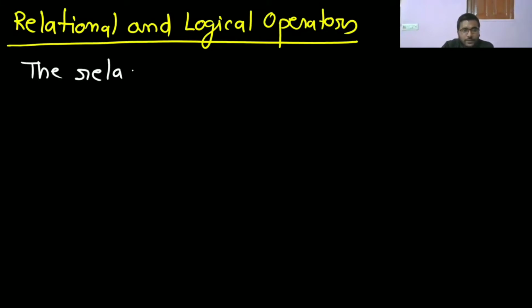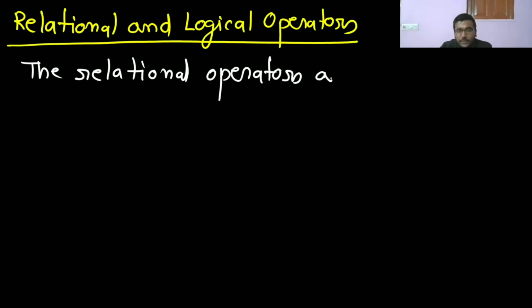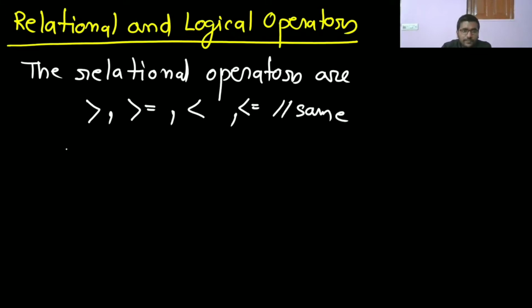The relational operators are greater than, greater than or equal to, smaller than, and smaller than or equal to. So these are the relational operators. They all have the same precedence.